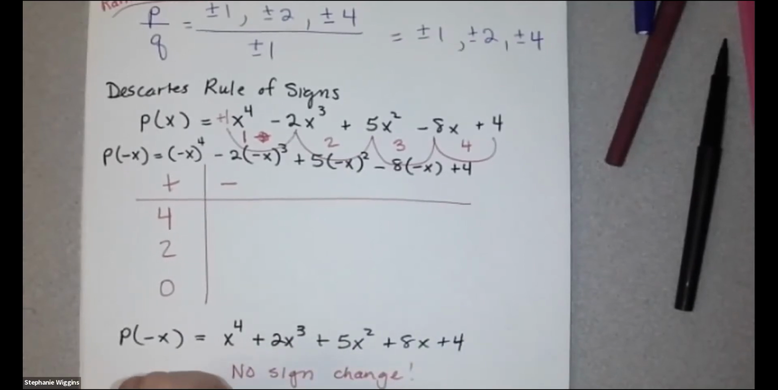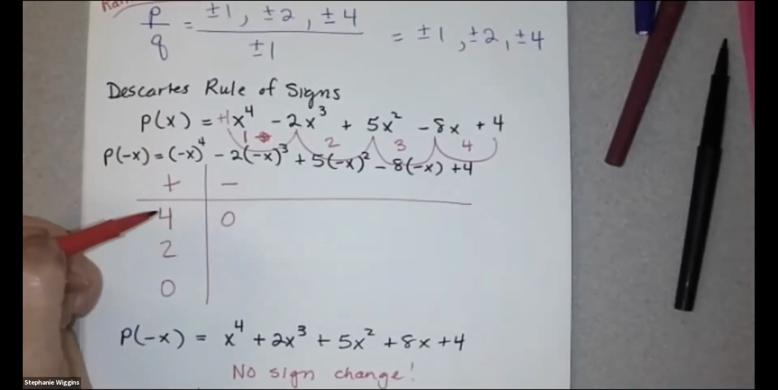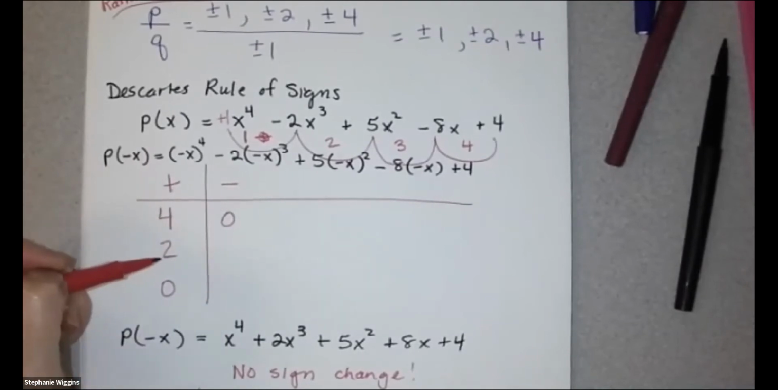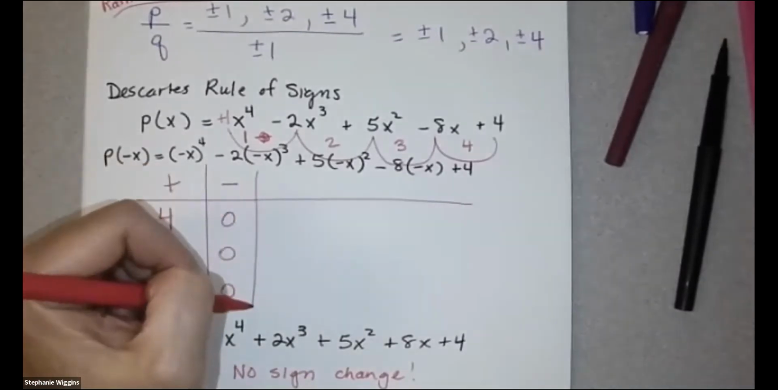Which means there are no negative roots, or zeros, I should say. Okay. So that means if there are 4 positive, there are 0 negative. If there are 2 positive, there are 0 negative. And if there are 0 positive, there are 0 negative.